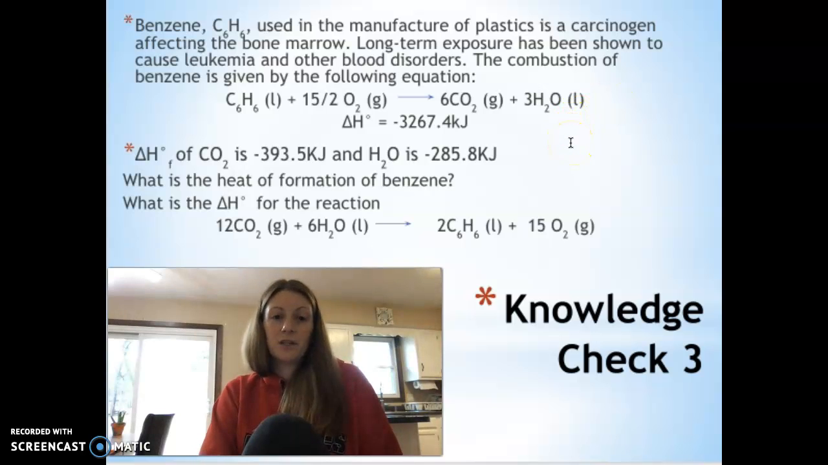Our heats of formation of carbon dioxide are negative 393.5 kilojoules, and the heat of formation for water is negative 285.8 kilojoules. So you've got two questions to answer. What is the heat of formation of benzene, which is the C6H6? And what is the delta H for this reaction? Notice that it's the reverse reaction, and our coefficients are no longer fractions.